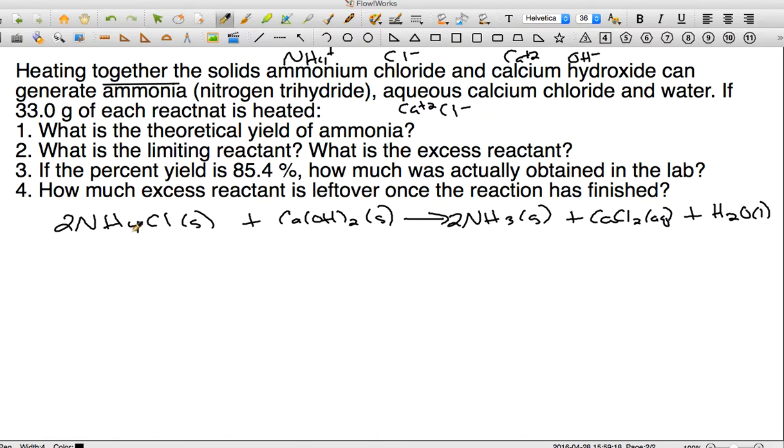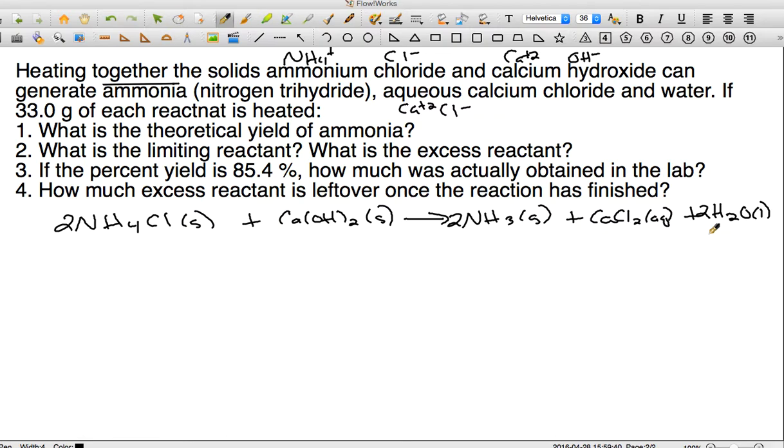So I have 2 times 4 is 8, plus 2 is 10. Over here, I have 2 times 3 is 6, plus 2 is 8, so if I make this a 4, that should give me 10 of them. That gives me 2 oxygen, I'm balanced. So my coefficients are 2, nothing, 2, nothing, and 2. All right, so we wrote the equation.